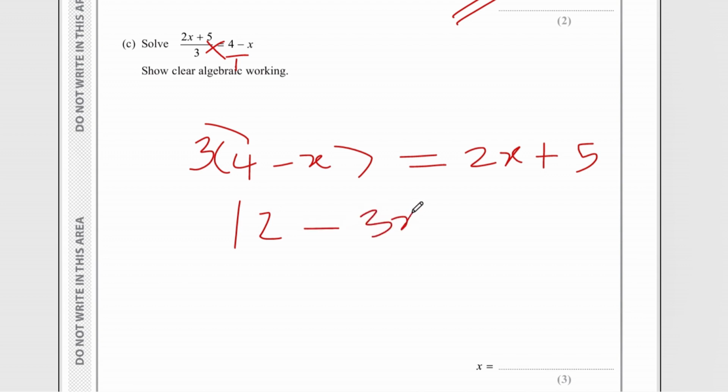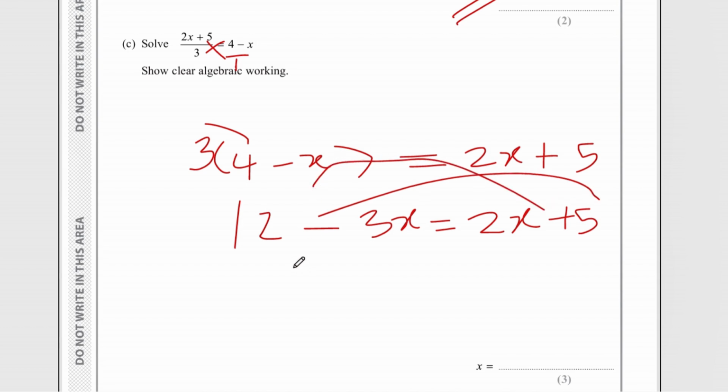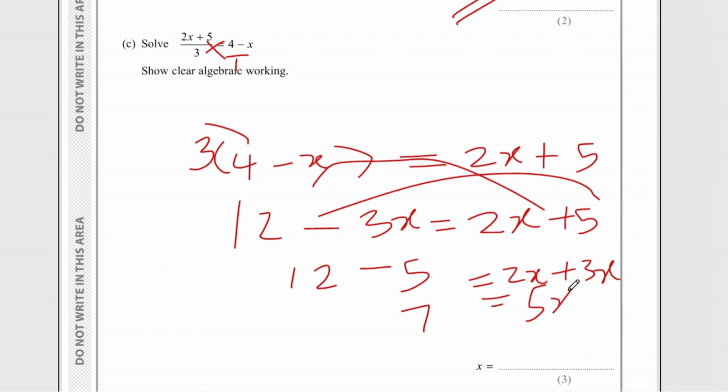What do we do? We collect like terms. Take the 3x to the other side. Take plus 5 to the left. 12 minus 5, positive becomes negative, equals 3x minus 2x. 12 minus 5 is 7. 7 is equal to 5x, so 5x equals 7, and x is 7 over 5. Just like that.